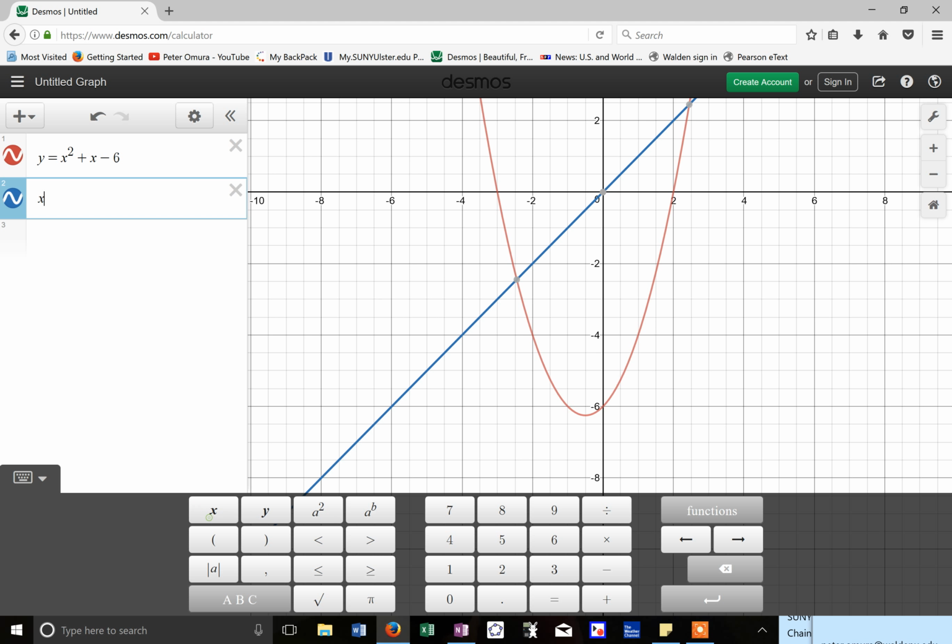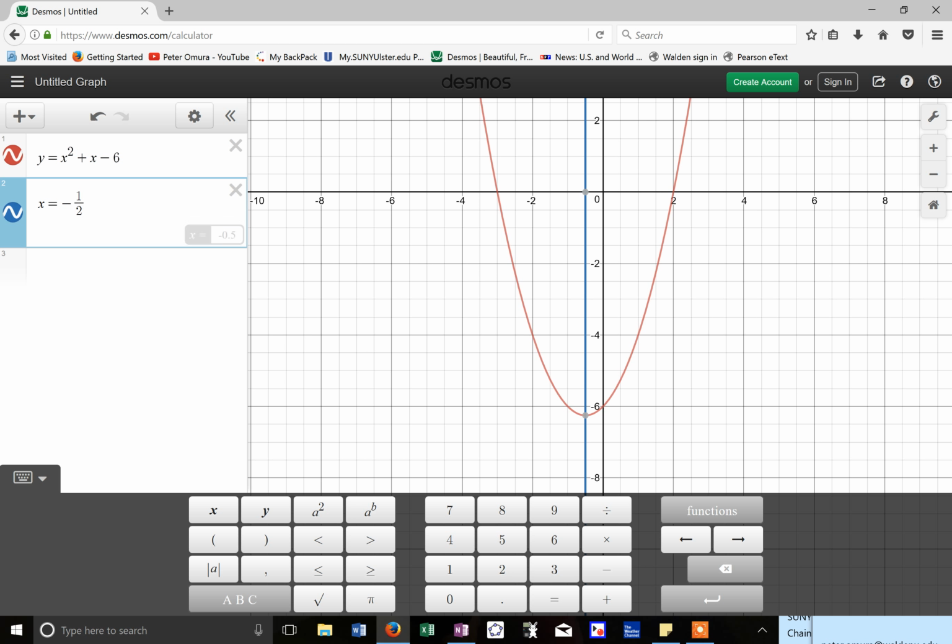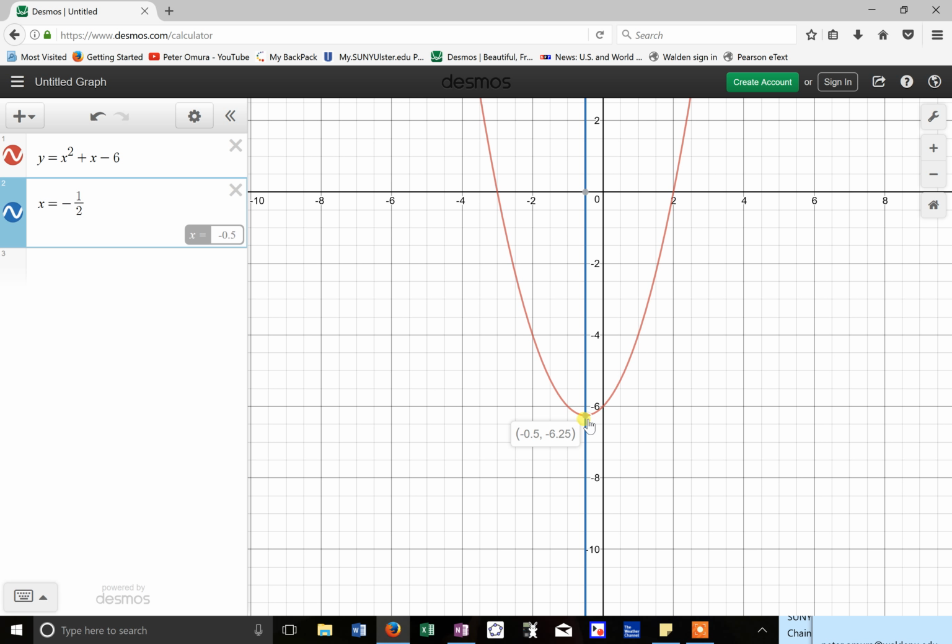So if I type in x equals -1, nope, that's not true. It's x equals -1/2. There we go. What I'm hoping you can see is that when x equals -1/2, the minimum point is at -6.25.